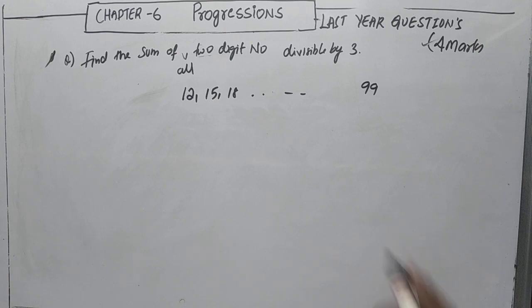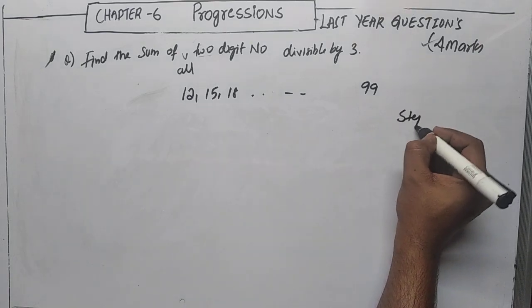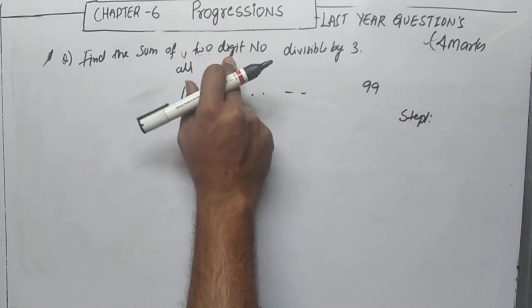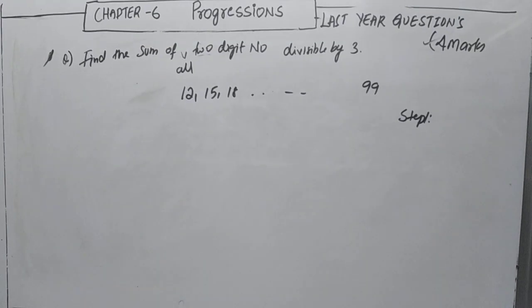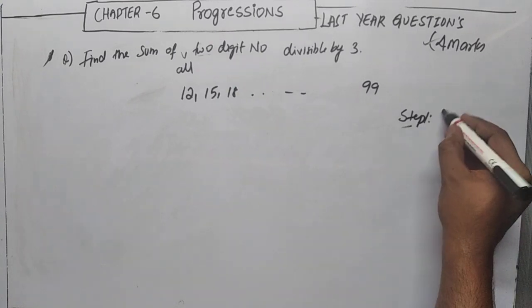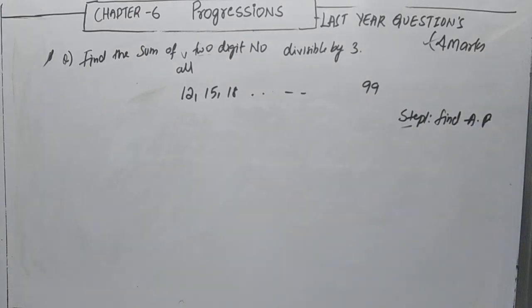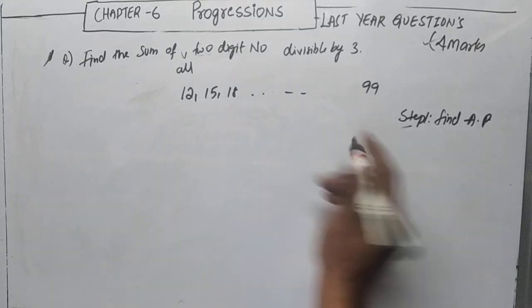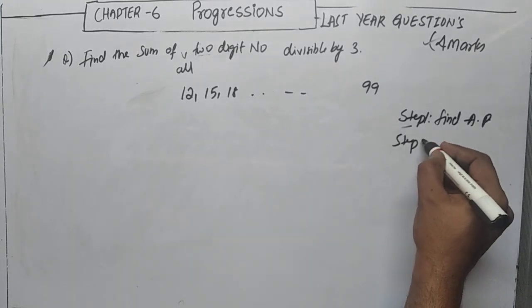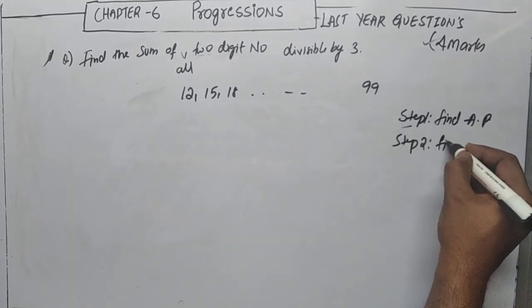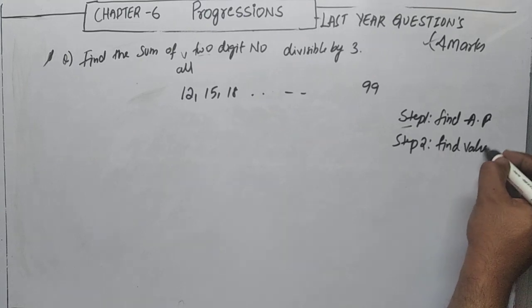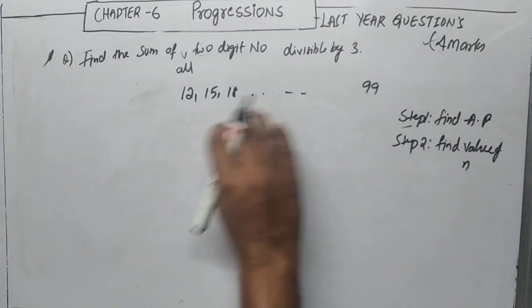So step 1: if a question is given in this way, asking you to find the sum of 2-digit numbers or 3-digit numbers which are divisible by 5, 7, 11, then step 1 is you have to find the AP, the arithmetic progression for that. Step 2 is you have to calculate the value of n.